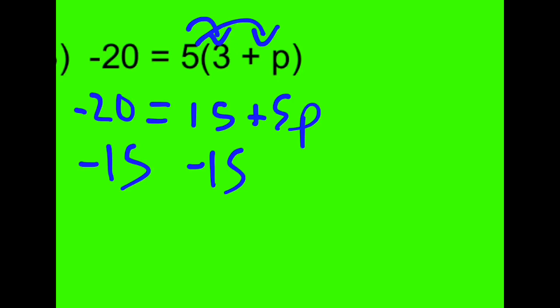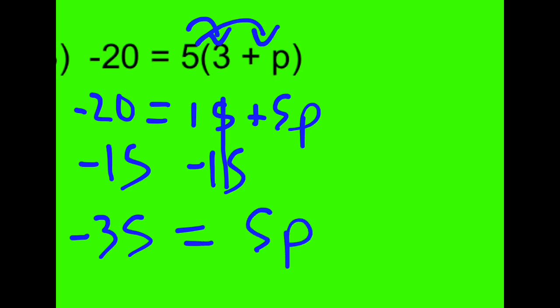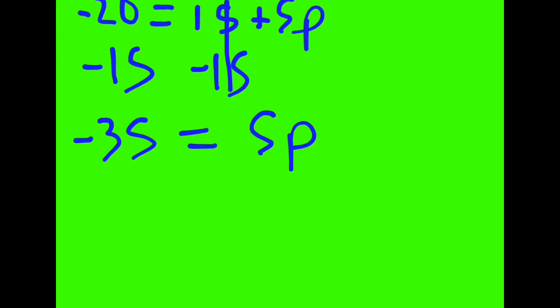A negative and a negative together, add them up, you get negative 35. Positive 15 minus 15 goes away, so that equals positive 5p. I can just write that as 5p. That's 5 multiplied by p. Notice how I keep this on the same side of the equal sign.